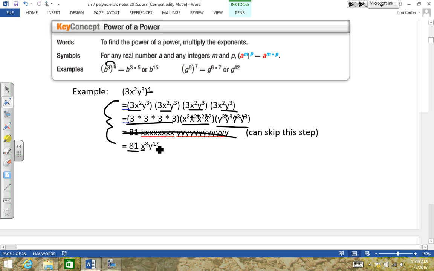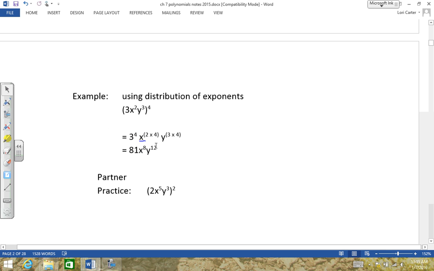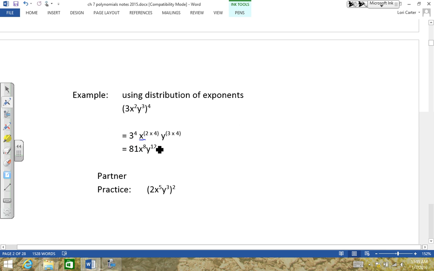Now let me show you the shortcut. You just distribute. So we take this 4. Do you know what most people forget? The number. They do 3, and then they distribute to the exponent only. Okay, that really makes me angry, so don't do that. Do you promise? Okay, this 4 must go to everybody.